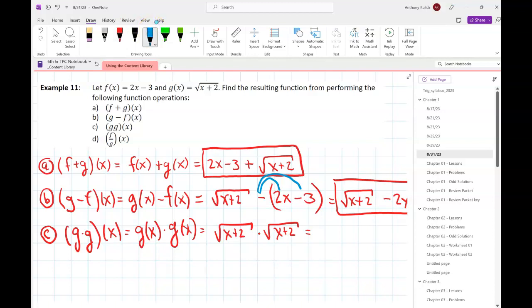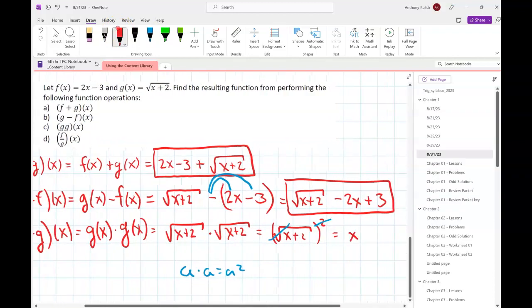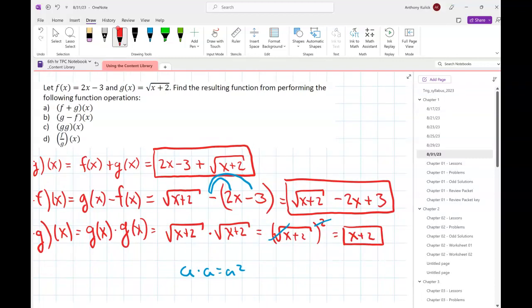Yeah, so remember, if I have a times a, that's a squared, right? So this would be the square root of x plus 2 squared. And we know the squared cancels the square root, and we're left with x plus 2. Everybody's okay there? Fantastic.